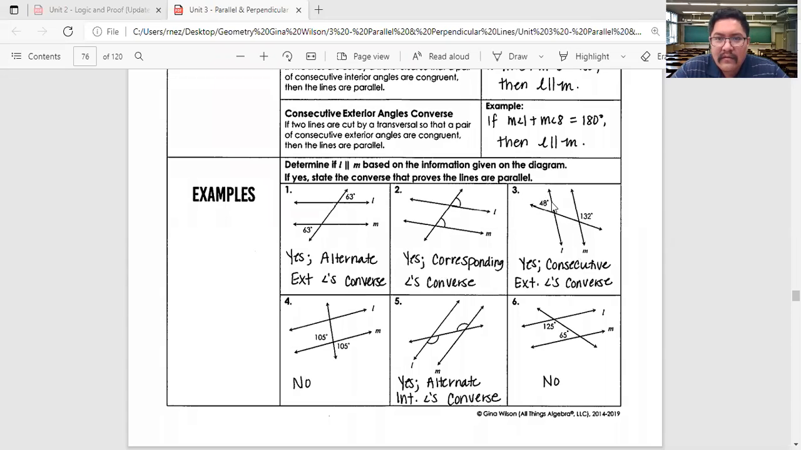So, we have 2 lines going up and down, and then we have that transversal going side to side. If we look at the numbers here, we have 48 and 132. Well, they're not the same, so that must mean they're not parallel, right? Well, remember, there's other ones that we can go with as well. In this case, they're on the same side. So that same side means consecutive. Normally when we think of consecutive, we think of one after the other, but actually in this case, consecutive means same side.